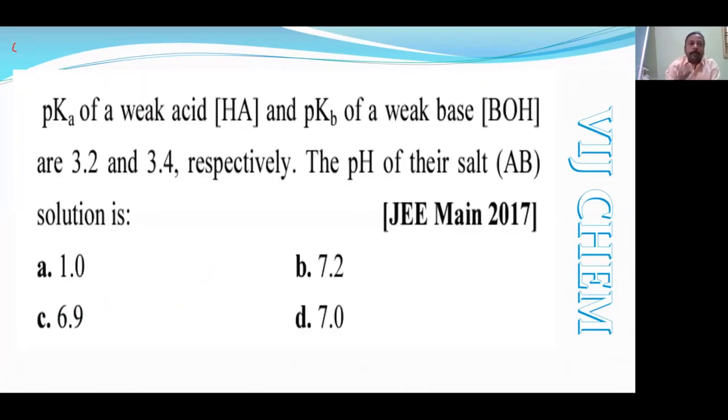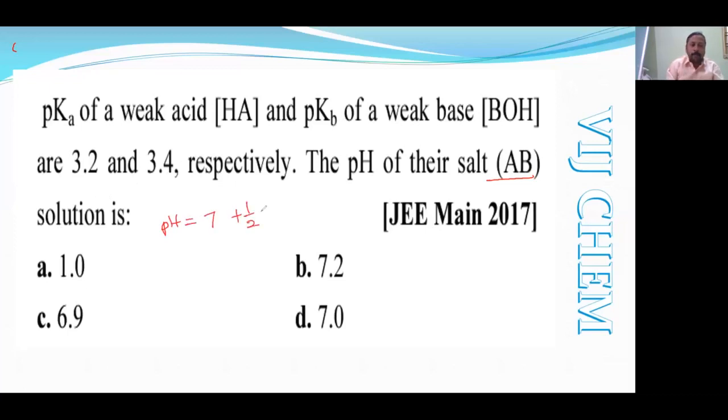Next question: pKa of weak acid HA and pKb of weak base are 3.2 and 3.4. Then pH of their salt will be? So this salt is of weak acid and weak base. So in that, concentration will not be effective. Here it is a salt of both weak acid and weak base. So the simple formula will be pH is equal to 7.